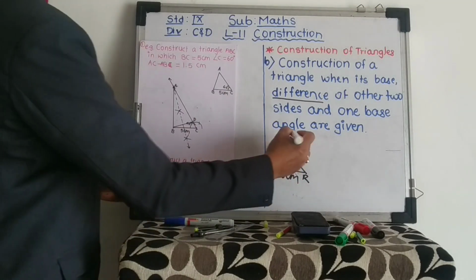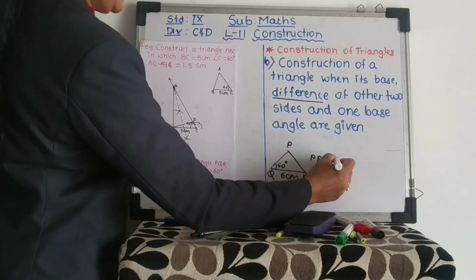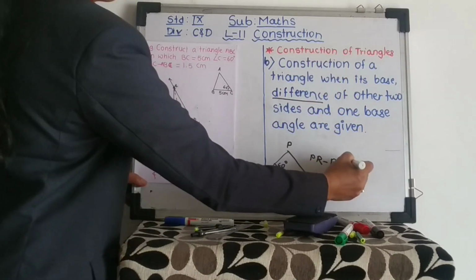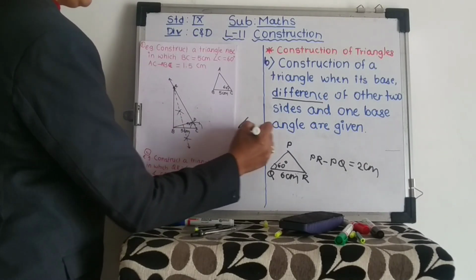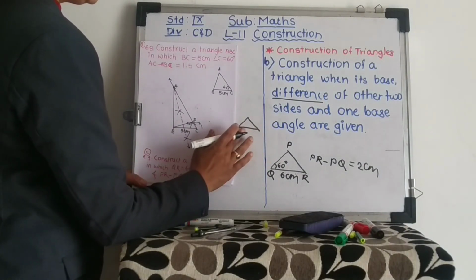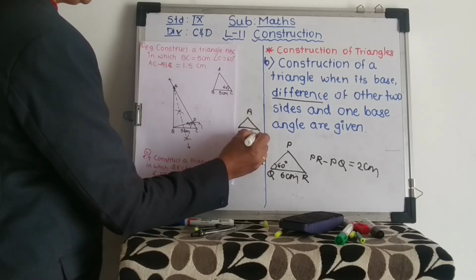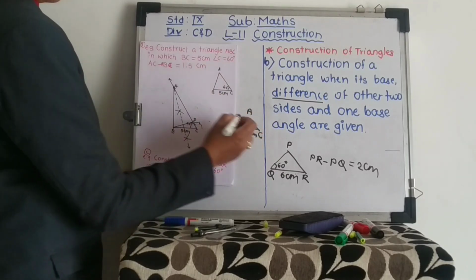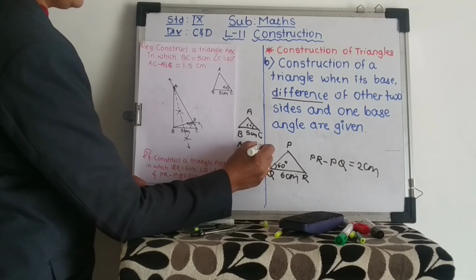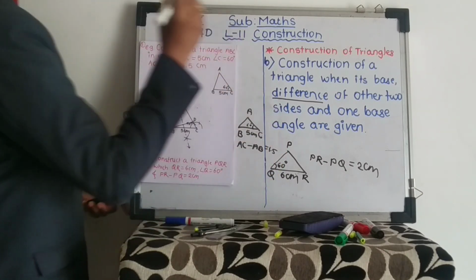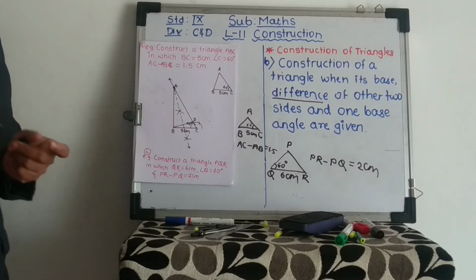PR minus PQ, see, I am writing here. Now here the difference is given: PR minus PQ equals 2 centimeter. And in the earlier sum, I'll draw triangle ABC here, 5 centimeter, this is 60 degree, and the difference given was AC minus AB equals 1.5 centimeter. What do you get? What is the slight change in the sum here?